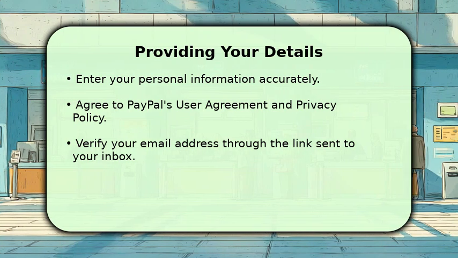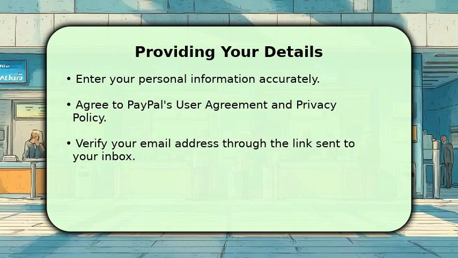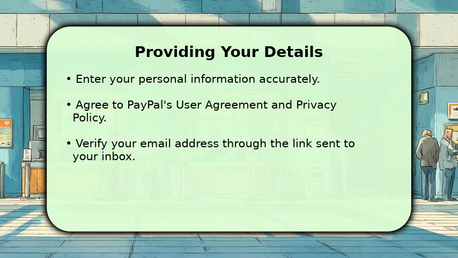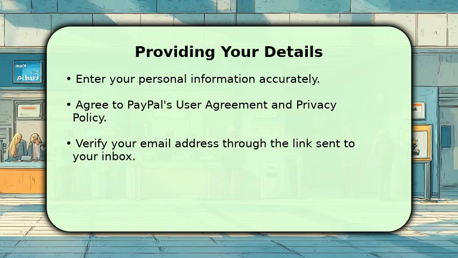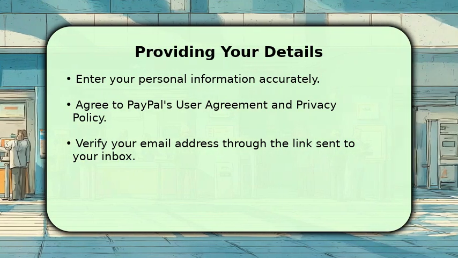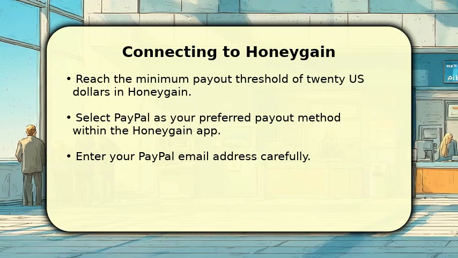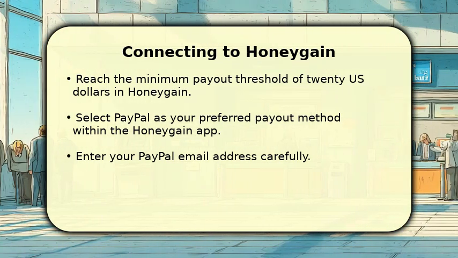After reviewing and agreeing to PayPal's user agreement and privacy policy, you'll receive an email. Open this email and click the verification link to activate your new PayPal account, a vital step for security. Once your PayPal account is active, you can link it to Honeygain.